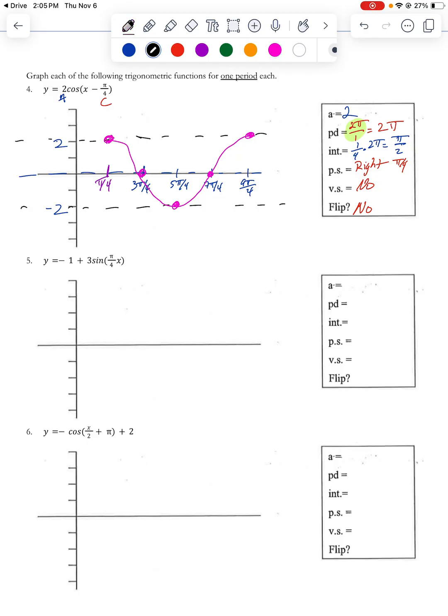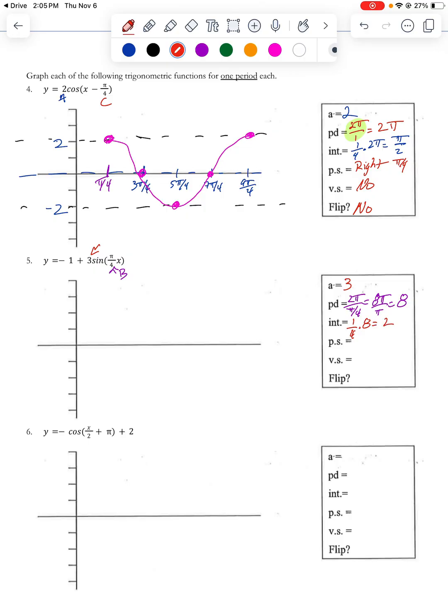All right, next one. Here we go. Amplitude is our A value. It is 3. Period is 2 pi divided by B. Our B is pi over 4, so it's 2 pi divided by pi over 4. So it's 2 times 4, which is 8 pi over pi. The pi's actually cancel, so it's straight up 8. The interval is 1/4 times 8, which is 2.